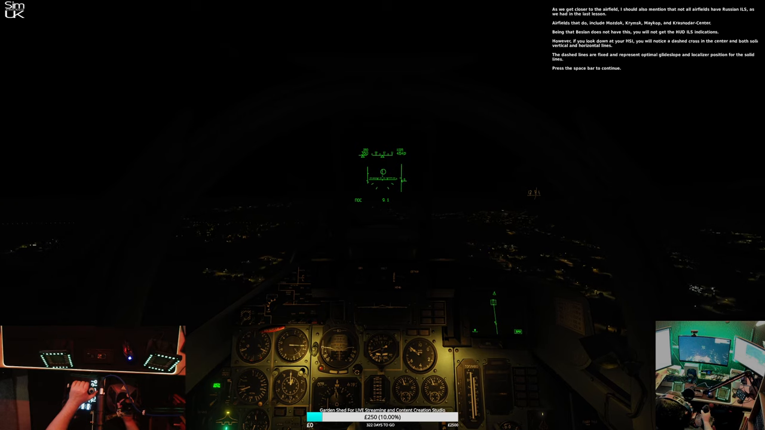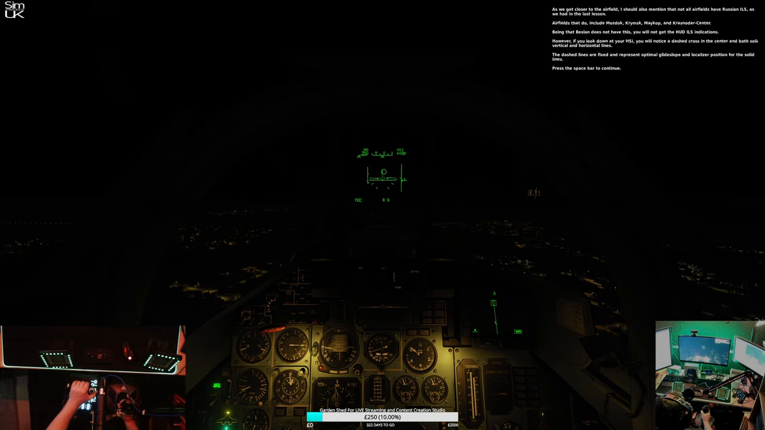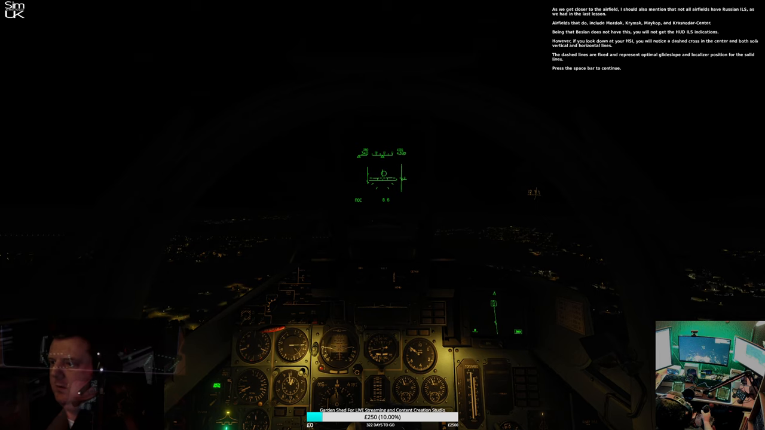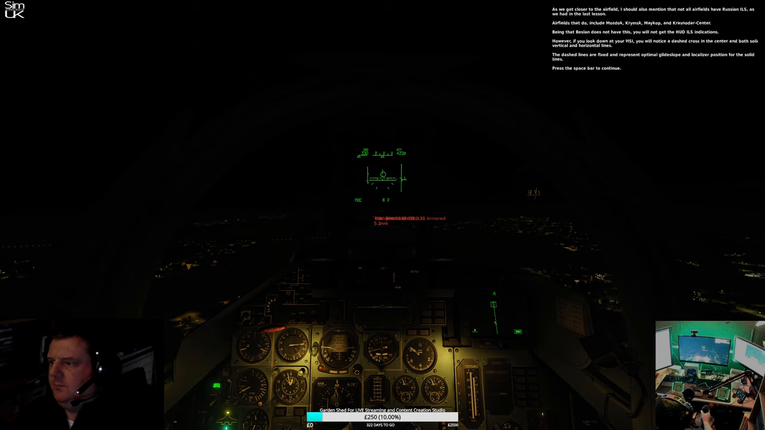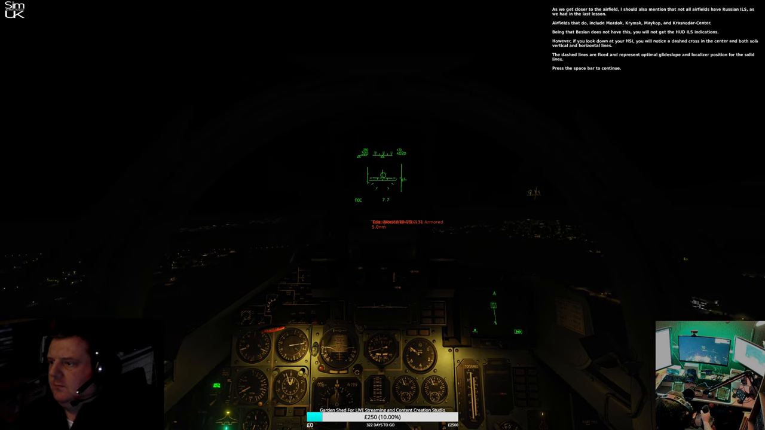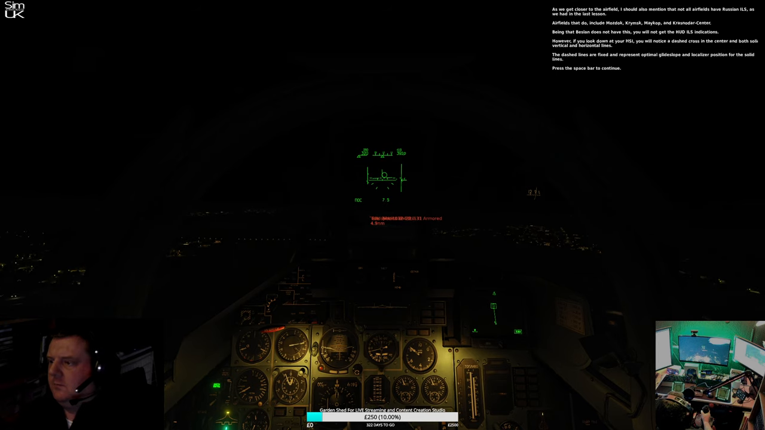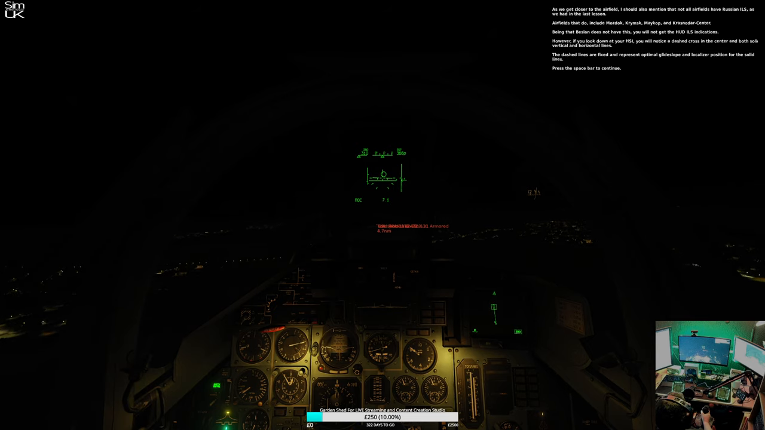As we get closer to the airfield, I should also mention that not all airfields have Russian ILS, as we had in the last lesson. Airfields that do include Mozdok, Krimsk, Maikop, and Krasnodar Center. Being that Beslan does not have this, you will not have the HUD ILS indications. However, if you look down at your HSI, you'll notice a dashed cross in the center in both solid vertical and horizontal lines. The dashed lines are fixed and represent the optimal glide slope and localizer positions for the solid lines. Press the spacebar to continue.